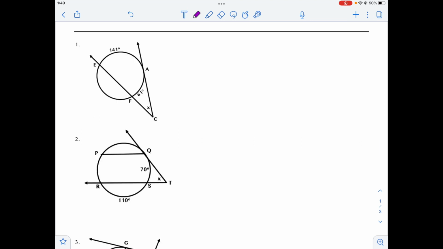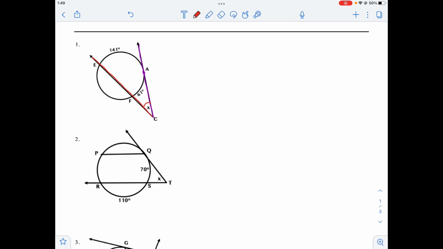Example 1. First, I want you to look and see what is happening here. What do I have? Well, I can see that I have a tangent. It's hitting in one spot. And I also have a secant. And the secant is going through, and we have an outside angle.